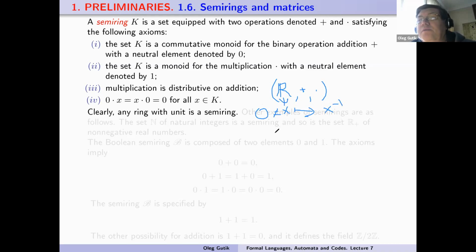Also, when we consider the 2 times 2 matrices over the field R with usual addition and multiplication, that will be a ring, and hence we get a semiring. Good. Next.